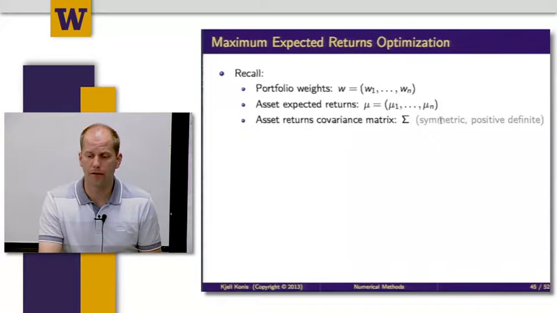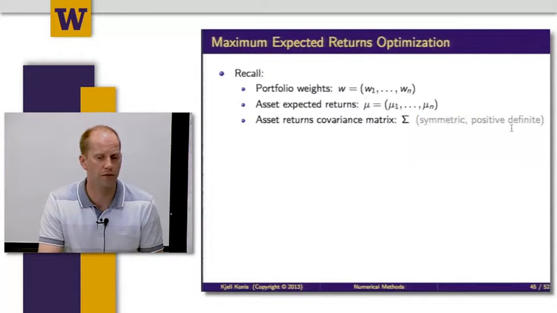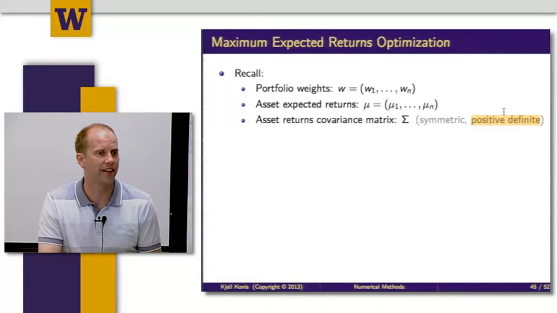And this has some special properties. It's symmetric, which means sigma is equal to sigma transpose. And it's positive definite. This means that if I take an eigenvalue decomposition of sigma, all of the eigenvalues are greater than 0.